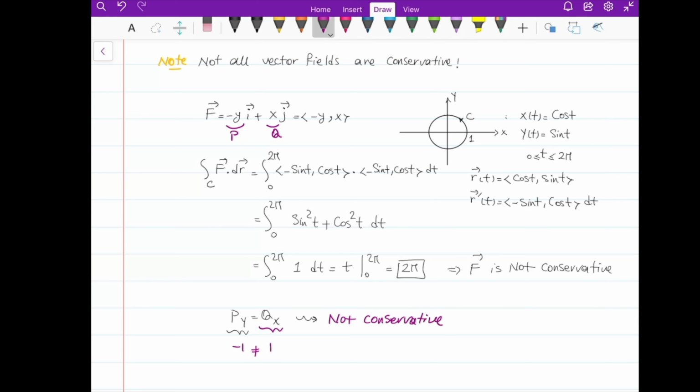Okay, so not all the vector fields are conservative. Only those who has this criteria, they are conservative, and you can find the potential functions for them. That's it.